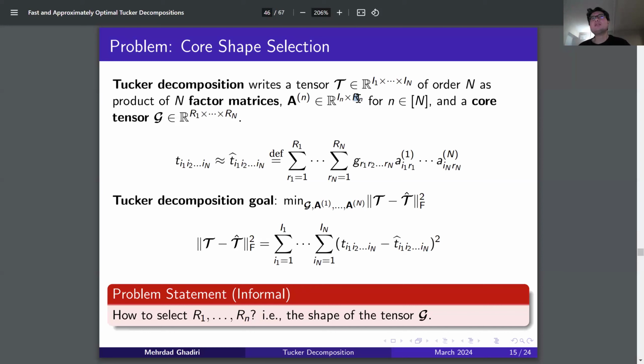I1 to IN come from the size of your original tensor. But R1 to RN determine the shape of your core tensor. You're deciding what that should be, right? But how would you decide that? How would I pick the shape of my core tensor?